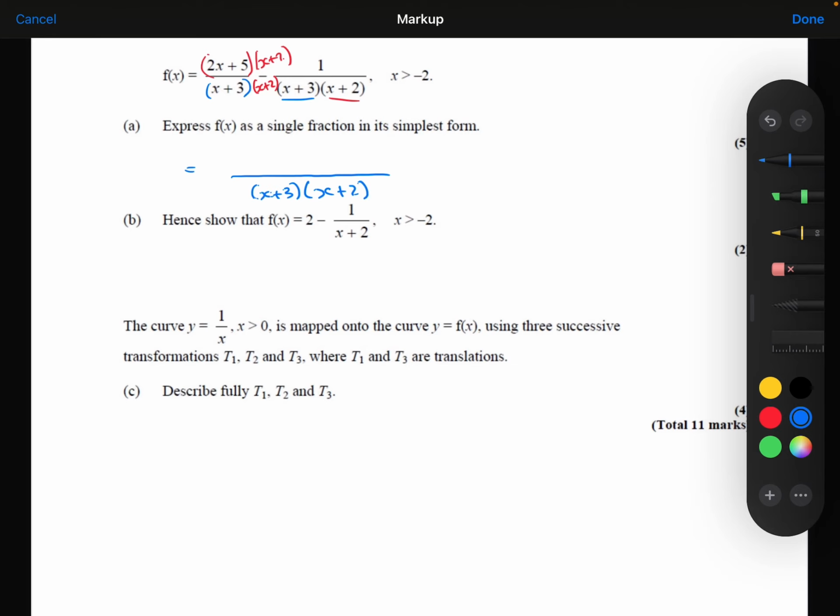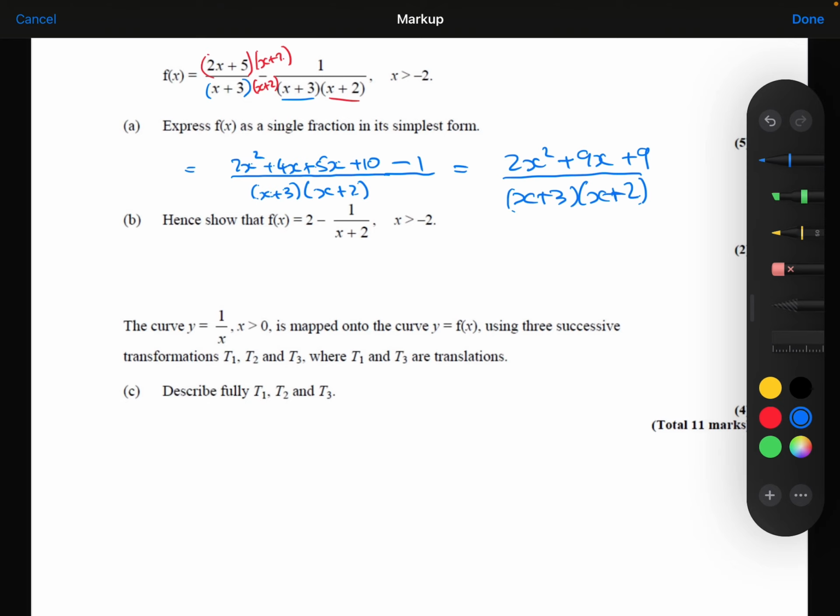So we've got the 2x times x is 2x squared. The 2x times 2 is 4x plus the 5x. The 5 times the 2 is 10. And not forgetting that we've got the minus 1 as well from the second term. The numerator then is going to be 2x squared plus 9x plus 9 divided by (x plus 3)(x plus 2).